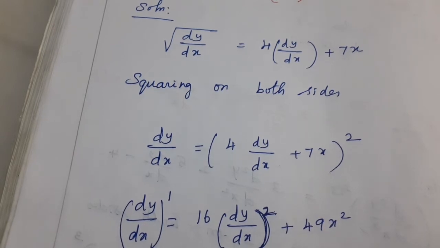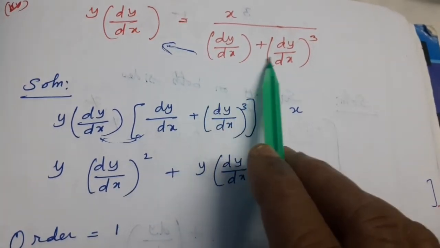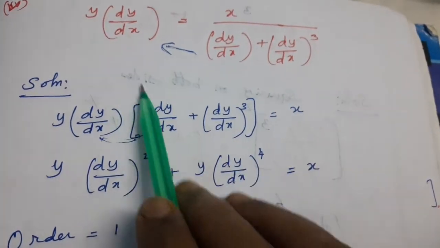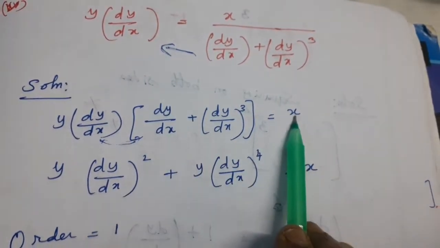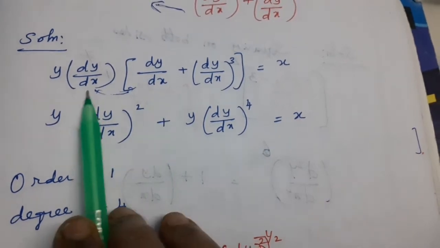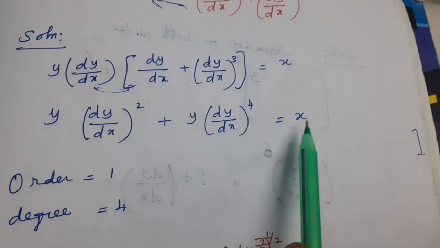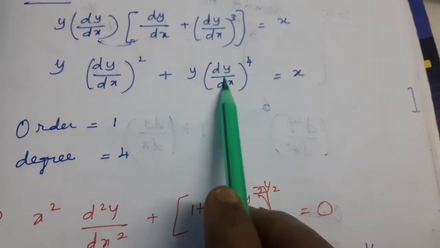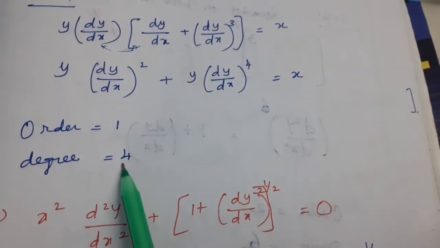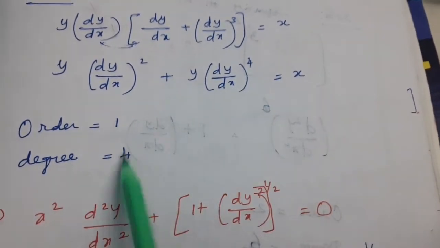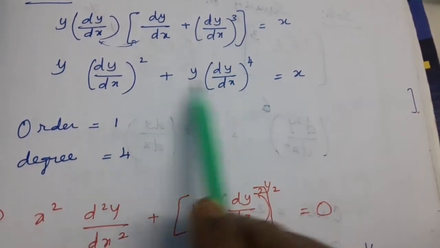Fifth subdivision: y into dy by dx is equal to x by dy by dx plus (dy by dx) the whole cube. So cross multiplication. So y into dy by dx, cross multiplied, equal to x multiplied with dy by dx for the bracket: (dy by dx) the whole cube plus y into (dy by dx) whole power 4 equal to x. What is our order? This is the first derivative, order is 1. The power is 4, that is degree is 4. So the power is the degree. First derivative or second derivative, dy by dx is nothing but what derivative?